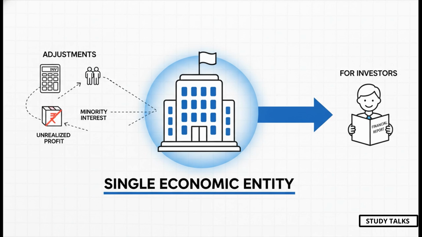So, let's zoom out for a second. Goodwill, minority interest, unrealized profits, all these adjustments. What's the point? It all comes down to one single idea: presenting the parent and its subsidiaries as a single economic entity. We're trying to create one unified financial picture that shows the true scale of the entire operation.